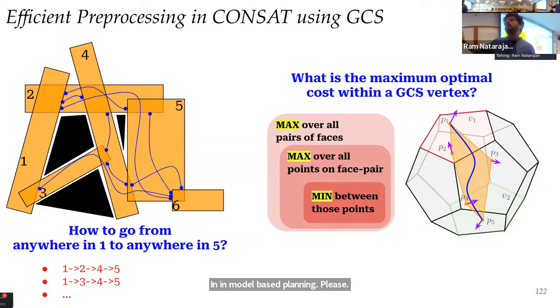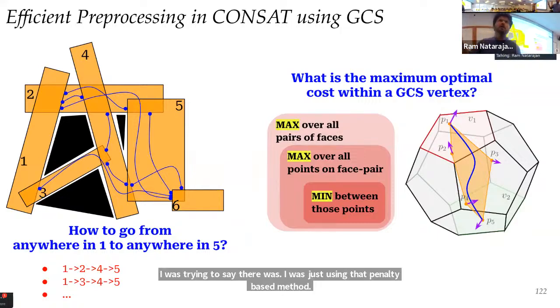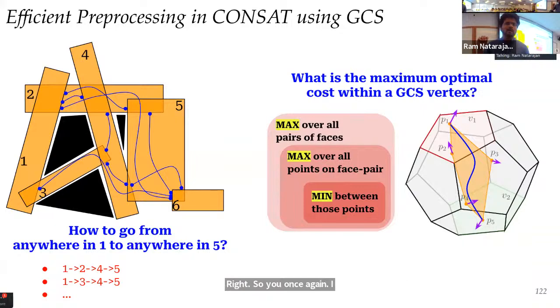So contact implicit, what I was trying to say there was I was just using that penalty-based method, right? So once again, I don't know the exact contact mode. I don't have to even calculate the exact contact mode the way people in the contact literature do it, right? So I just have two configurations that are in contact, but I don't have to know whether it is the same contact mode even. It could be in the same contact mode, it could be in a different contact mode, but you're just trying to see if there is a trajectory that can connect them. You don't have to even know that explicitly. So that was the idea there.